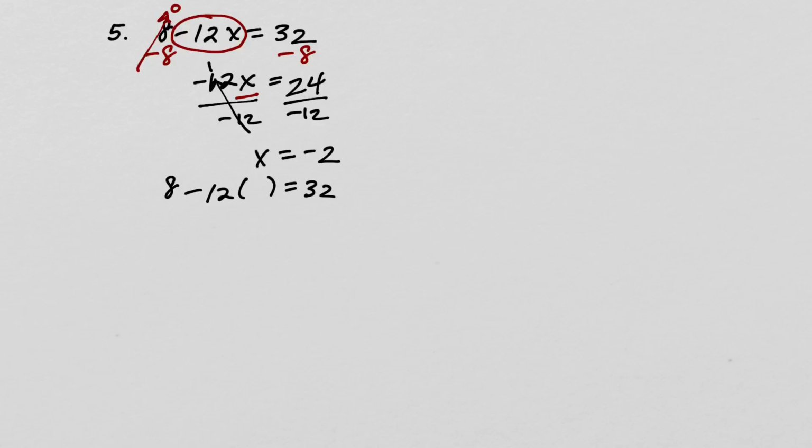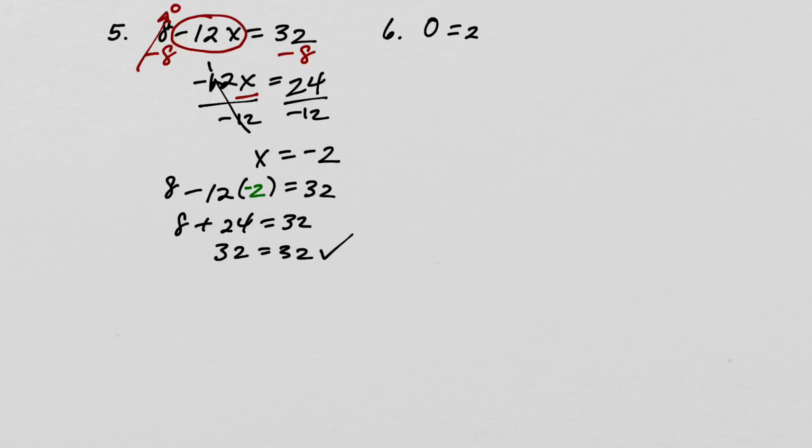So I'll take just a moment to plug that negative 2 into the equation. Simplify. 8 plus 24 equals 32. 32 equals 32. And that checks out. Okay, let's look at number 6.